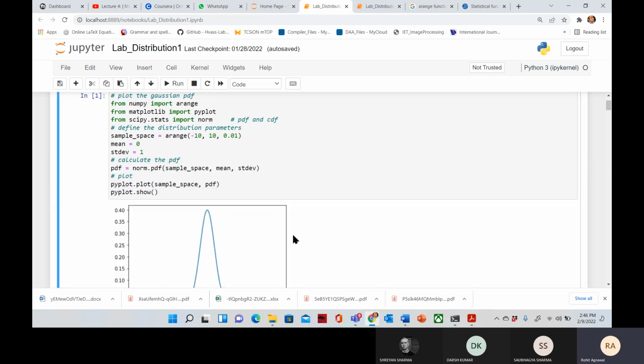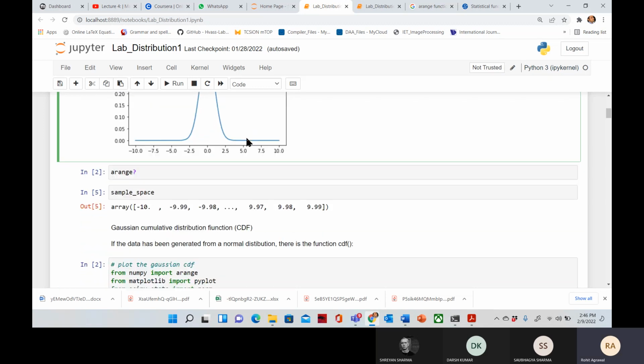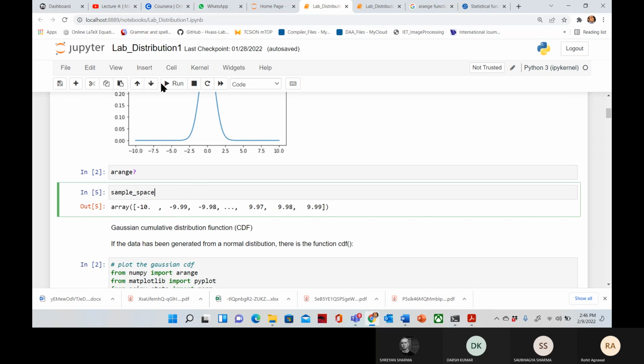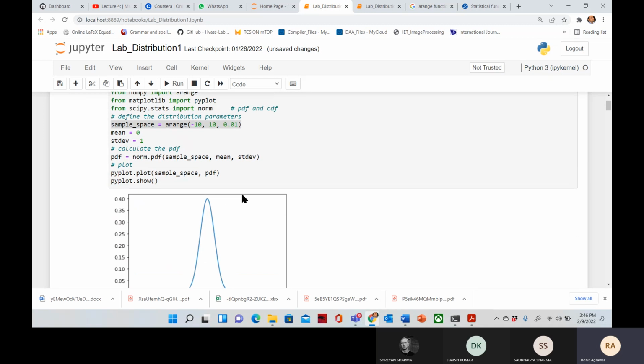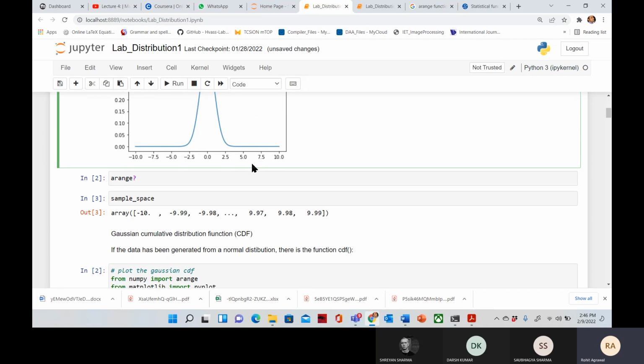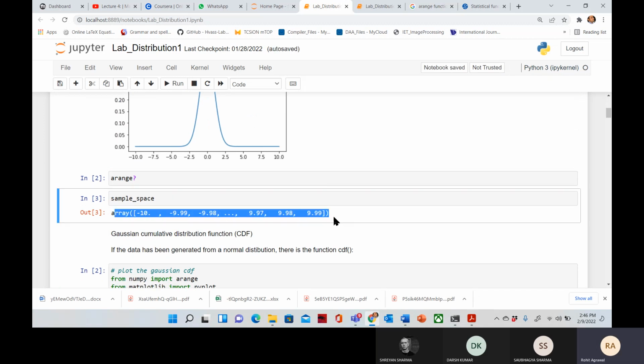Clear? So now see, this is my data. We have taken these points, -10, then -9.99. Why? Because we have taken step size 0.01. So after -10 it will be -9.99, then -9.98 and so on. So we are having this data. Clear? This is our data here.